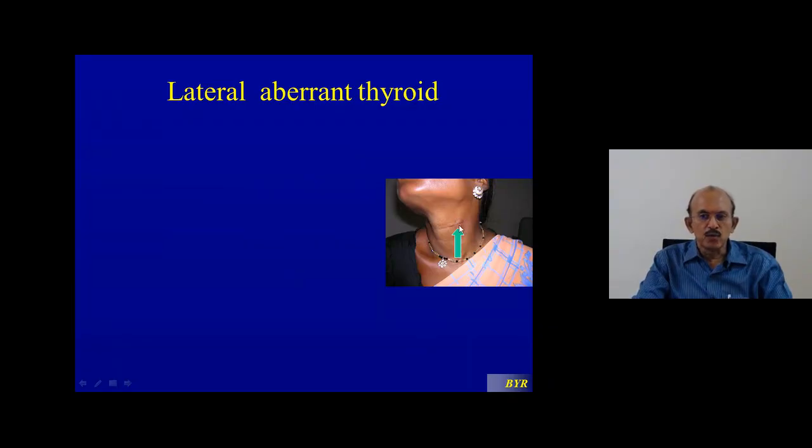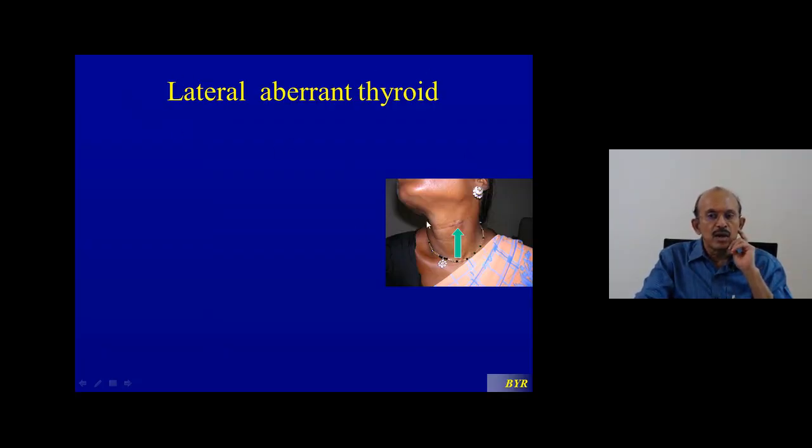Now you can see here, this woman came to me with this nodule on the lateral side of the neck. This nodule is not moving with swallowing. Not moving with swallowing means this is not a nodule in the thyroid gland. I have done FNAC from this nodule. The FNAC report came as thyroid gland. It is not moving with swallowing, situated on the lateral side of the neck, but FNAC is showing thyroid gland structure. Such a case is called lateral aberrant thyroid.